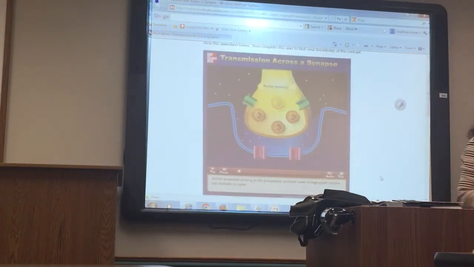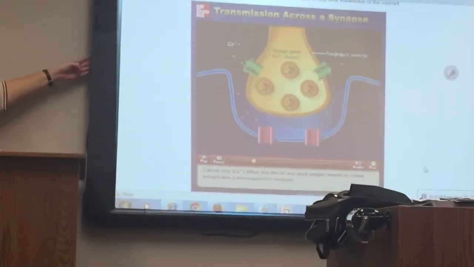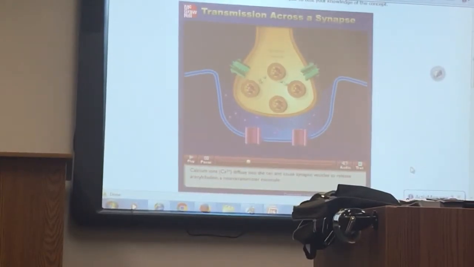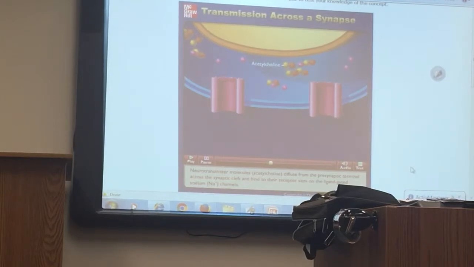Action potentials arriving at the presynaptic terminal cause voltage-gated calcium ion channels to open. Calcium ions diffuse into the cell and cause synaptic vesicles to release acetylcholine, a neurotransmitter molecule. Acetylcholine diffuses from the presynaptic terminal across the synaptic cleft and binds to its receptor sites on the ligand-gated sodium channels. This causes the ligand-gated sodium ion channels to open, and sodium diffuses into the cell, making the membrane potential more positive. In the skeletal muscle, if the membrane potential reaches threshold level, an action potential will be produced.